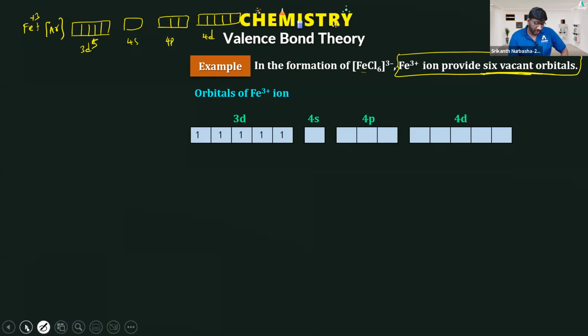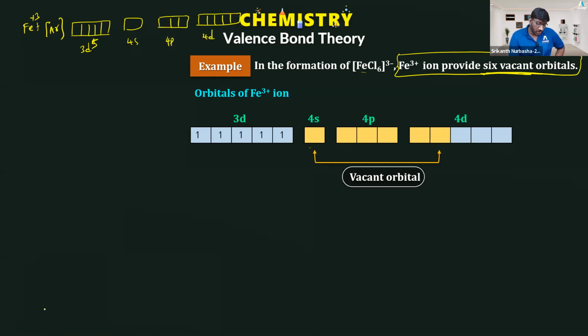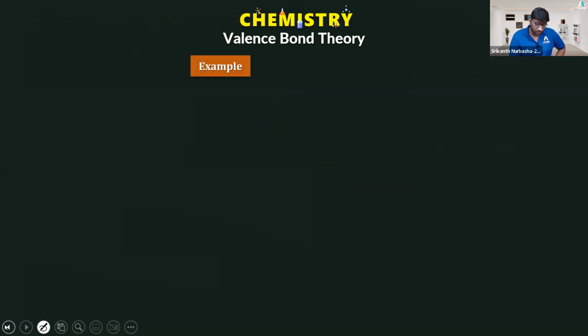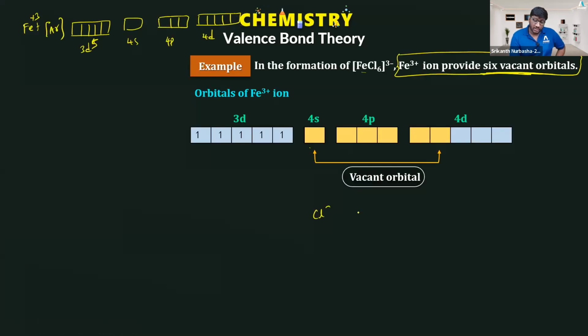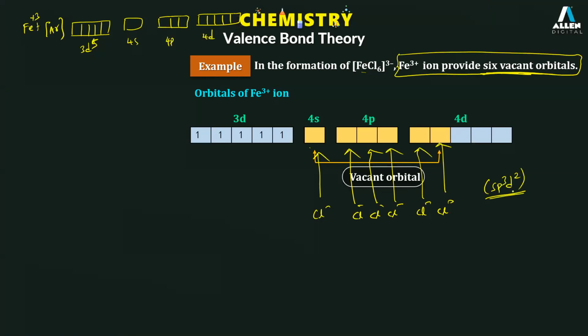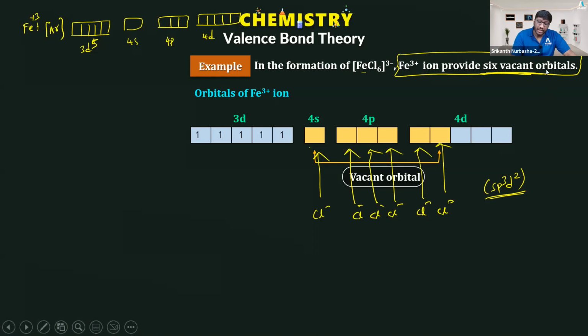Now we have Cl minus. The 4s, 3, 4p and 2, 4d, they are vacant. So these are the vacant orbitals. Because of the presence of these vacant orbitals, what it can do? 6 Cl minus, they can donate electrons into these 6 vacant orbitals or not. So what type of hybridization we are having, students? sp3d2. What is the hybridization? sp3d2. Yes, right? Got it or not?